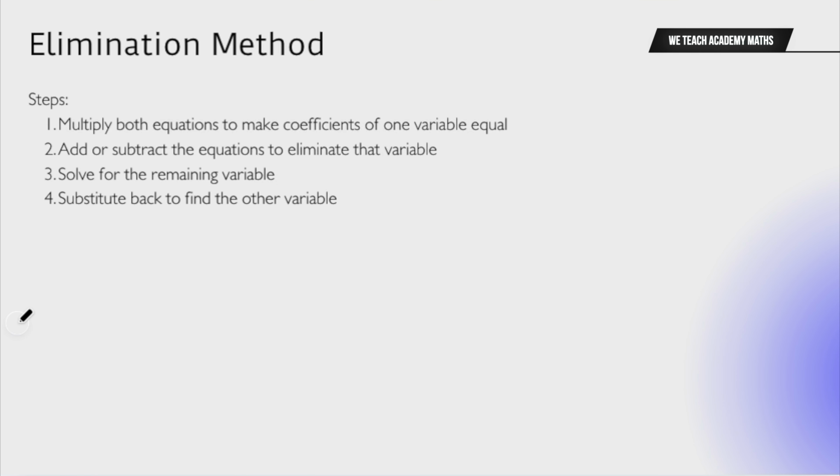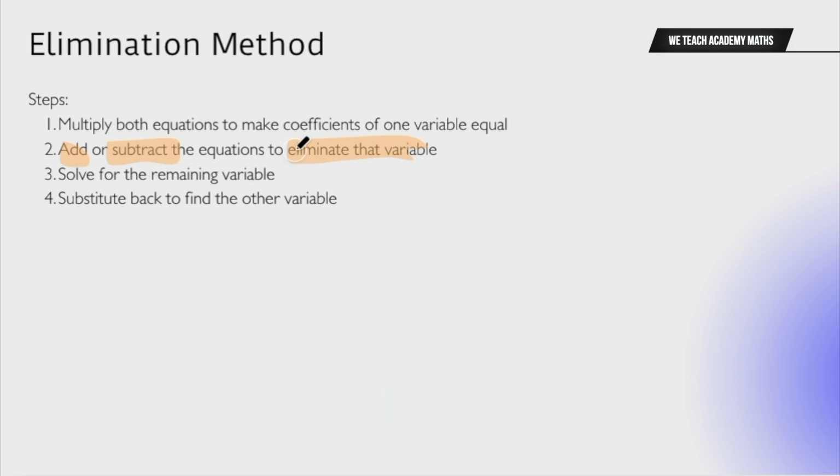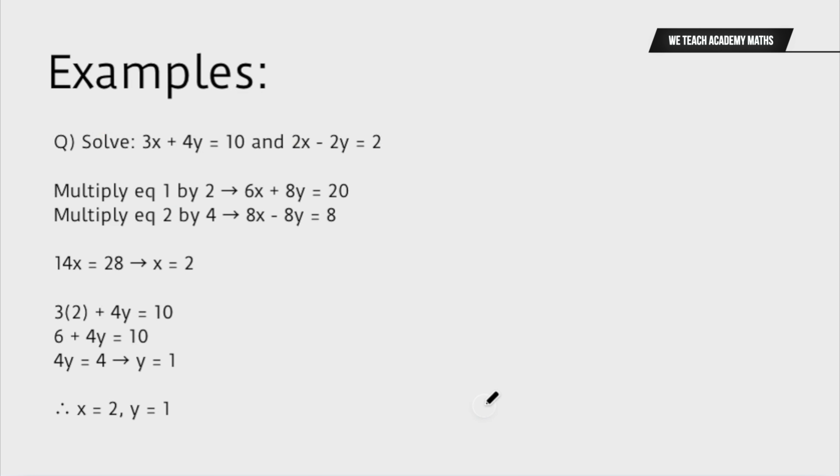Elimination method. The steps include: multiply on both sides to make the coefficients of one variable equal, add or subtract the equations to eliminate that variable, solve for the remaining variable, substitute back to find the other variable. Coming to the example, solve 3x plus 4y is equal to 10 and 2x minus 2y is equal to 2.